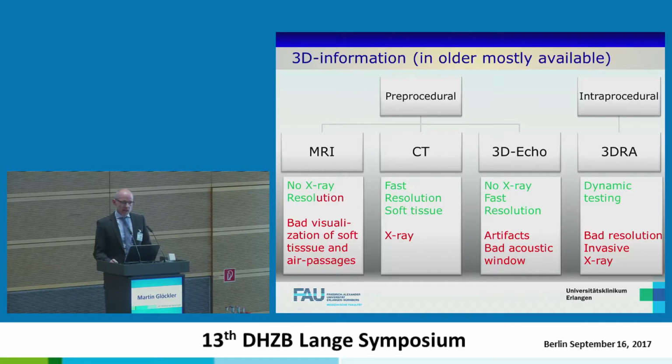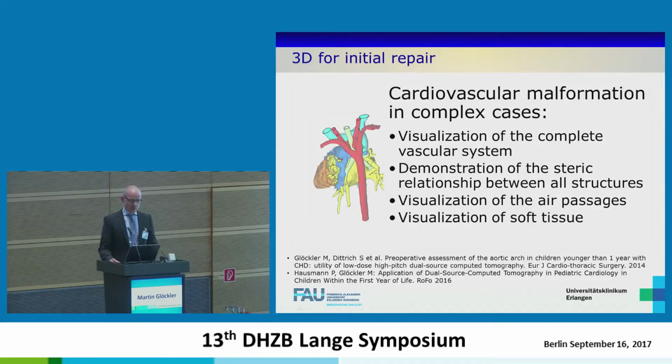3DRA, the rotational angiography, is acquired intraprocedurally, and it's very invasive and has a bad temporal resolution. But in percutaneous pulmonary valve replacement, it seems to have one of the last eligibilities in congenital heart disease.